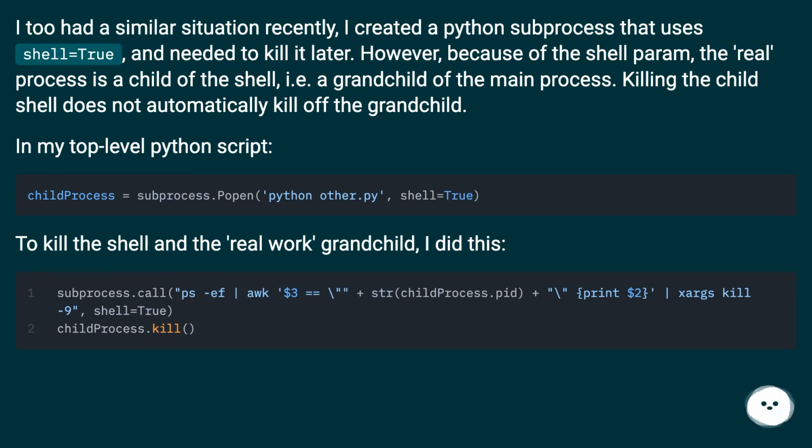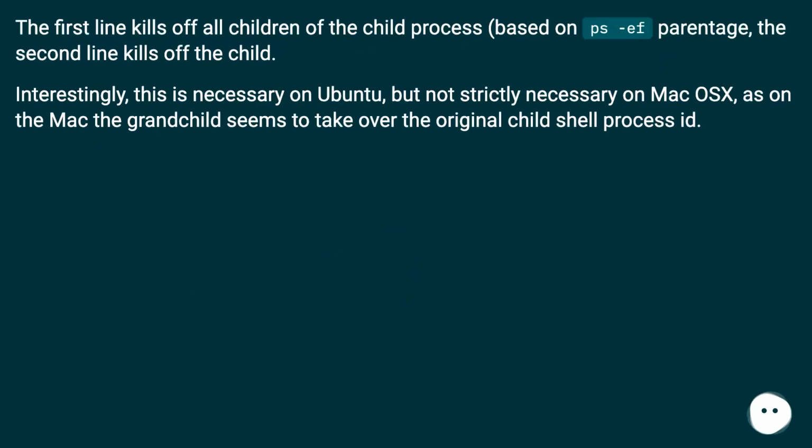In my top-level Python script, to kill the shell and the real work grandchild, I did this. The first line kills off all children of the child process, based on ps -ef parentage. The second line kills off the child. Interestingly, this is necessary on Ubuntu, but not strictly necessary on Mac OS X, as on the Mac the grandchild seems to take over the original child shell process ID.